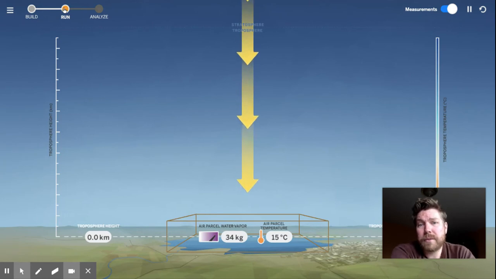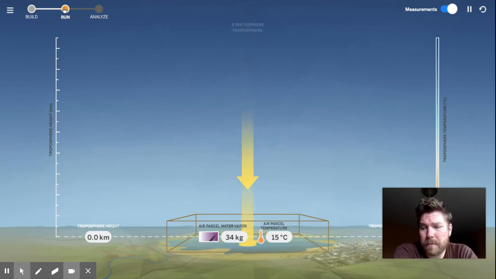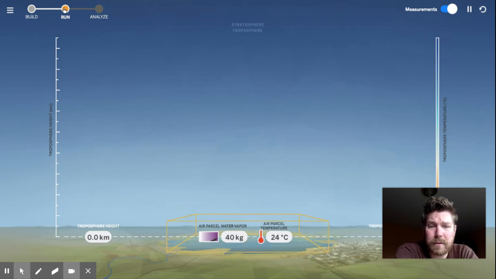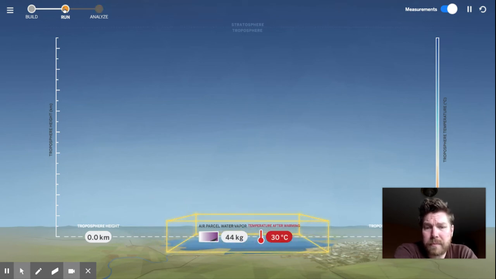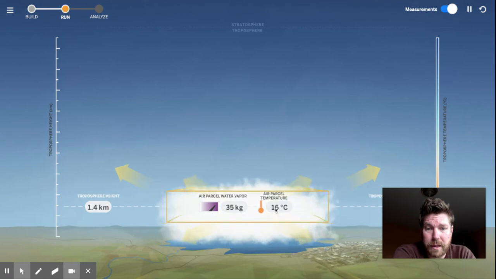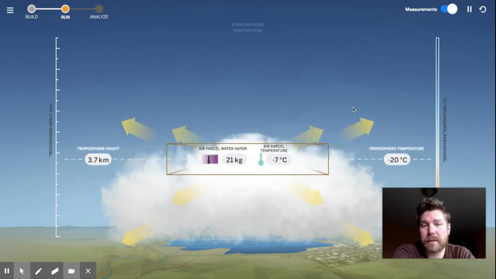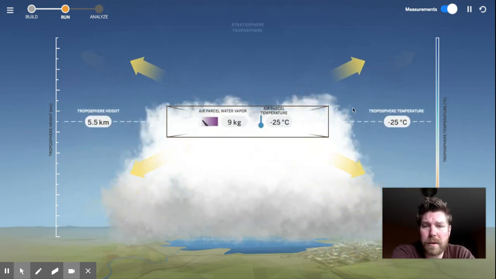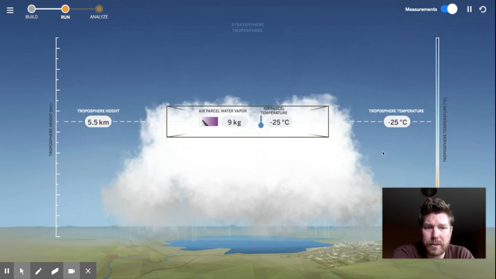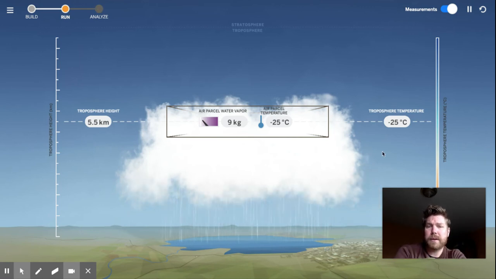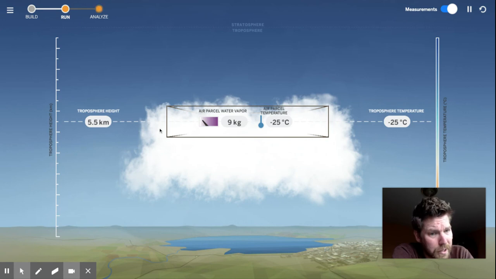So again, we see the energy from the sun being absorbed by the surface, and then the surface heating up the air above it. So our temperature is the same for our air parcel, but we have definitely a lot more water vapor in there. And if you'll notice, it started condensing actually quite a bit sooner as it was rising in the atmosphere. So it's precipitating right now. We'll let that finish. Did you notice the cloud shrinking? Let's hit that Analyze tab.